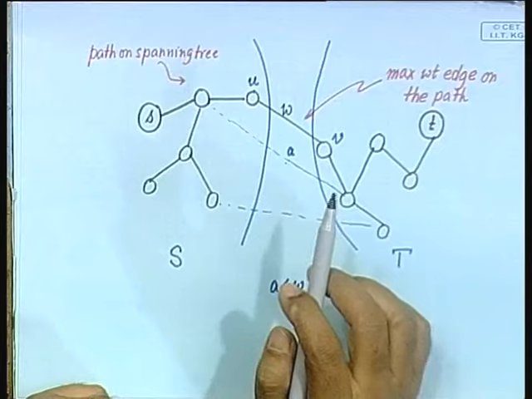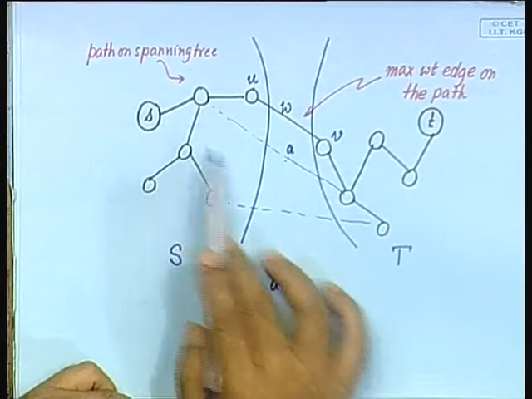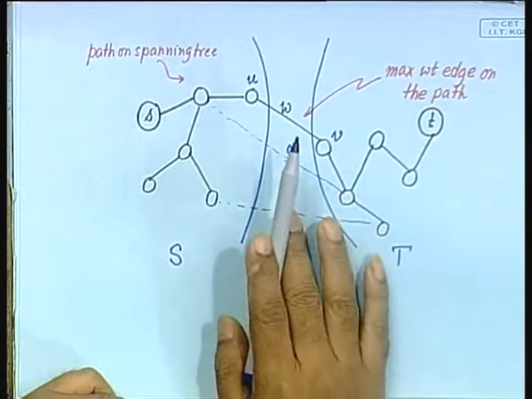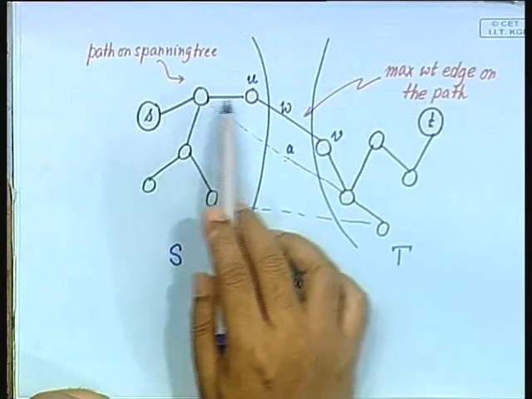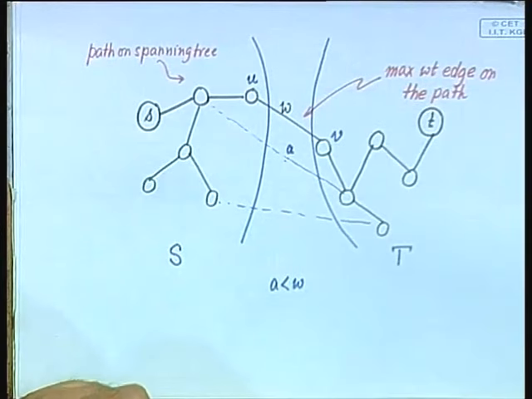Is that clear? So, therefore, for going from S to T, every path will have cost of at least W, right. So, the path along the minimum spanning tree is one which has the minimum congestion. Is it clear?